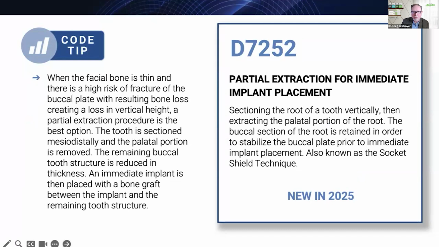When you pull a tooth, particularly in the anterior, that bone is very, very thin. That buccal plate is very prone to break, which makes it not ideal when you're going back with an implant. Your gingival crest gets real low, things like that. So a partial extraction procedure can be done.